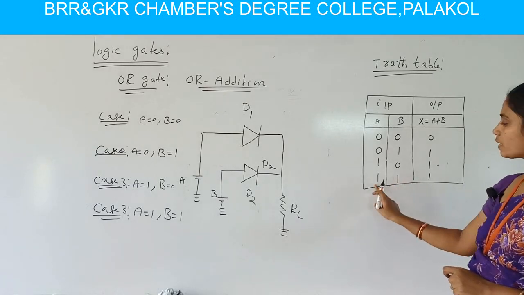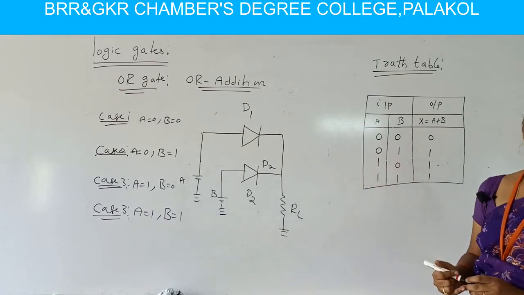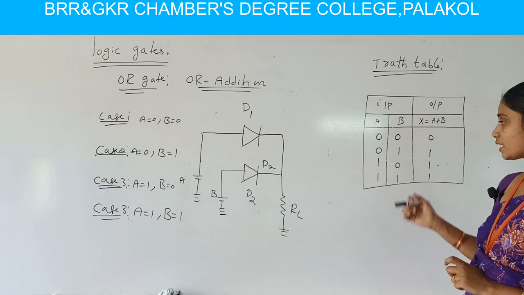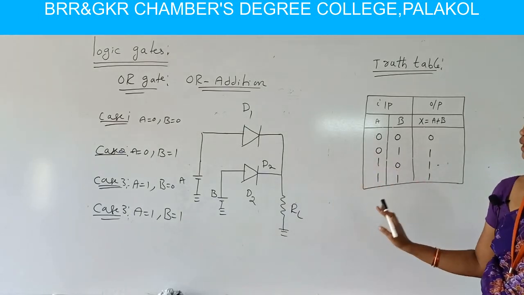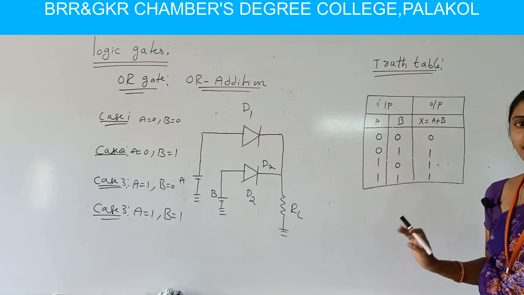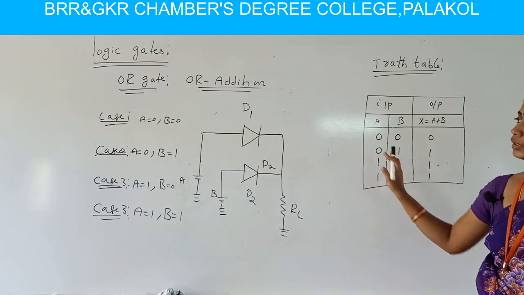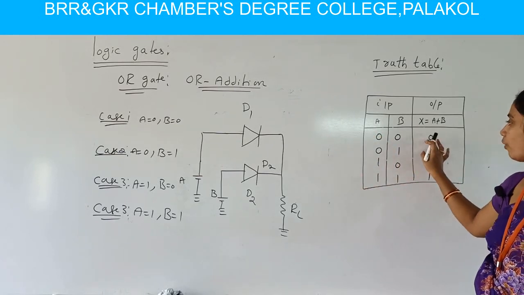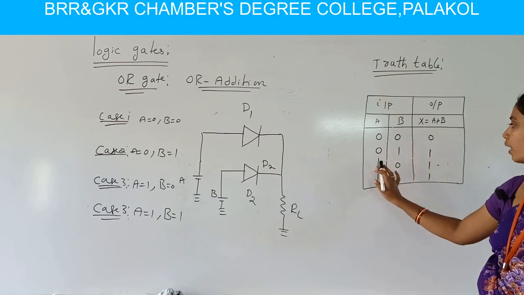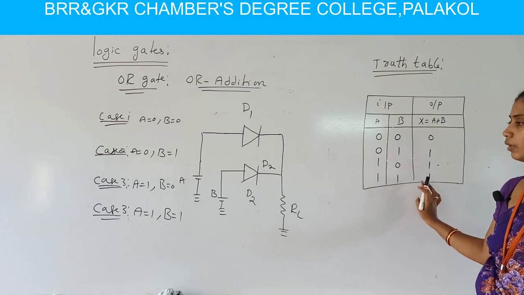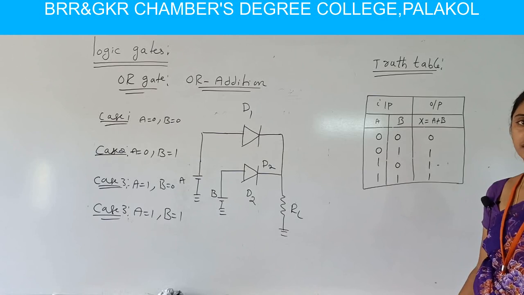We take the variables A is 1 and B is 1. Diodes D1 and D2 both go to conducting state. We have the output at a high logic level. So from this explanation, we conclude that the OR gate does binary addition. In binary addition, 0 plus 0 gives 0 in the truth table, 0 plus 1 is 1, 1 plus 0 is 1, and 1 plus 1 is 1. So this is about the OR gate. I hope you are following this OR gate.